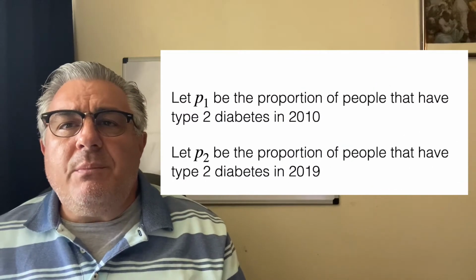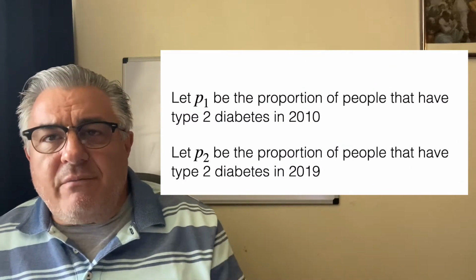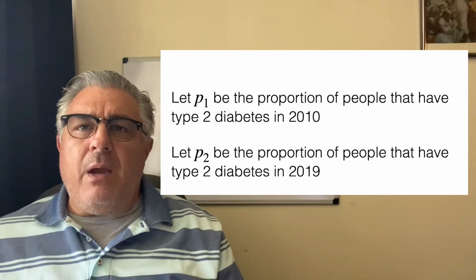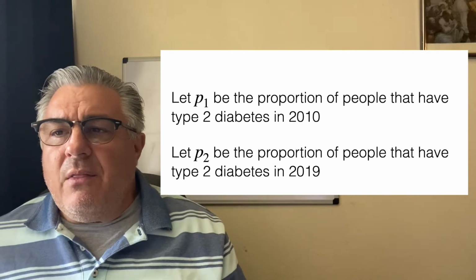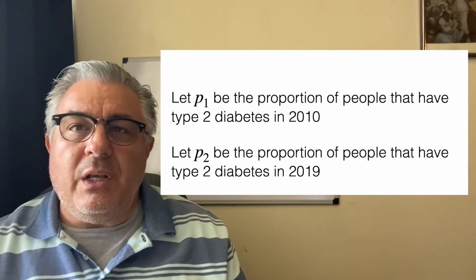So what we have to do is go out and collect some data from 2010 and collect some data from 2019 and see what happens. Has there been a change or has it increased? Pretty much taking a look at an increase. So here what we'd like to do is define P1 to be the proportion of people that have type 2 diabetes in 2010, and we'll define P2 as the proportion of people that have type 2 diabetes in 2019.